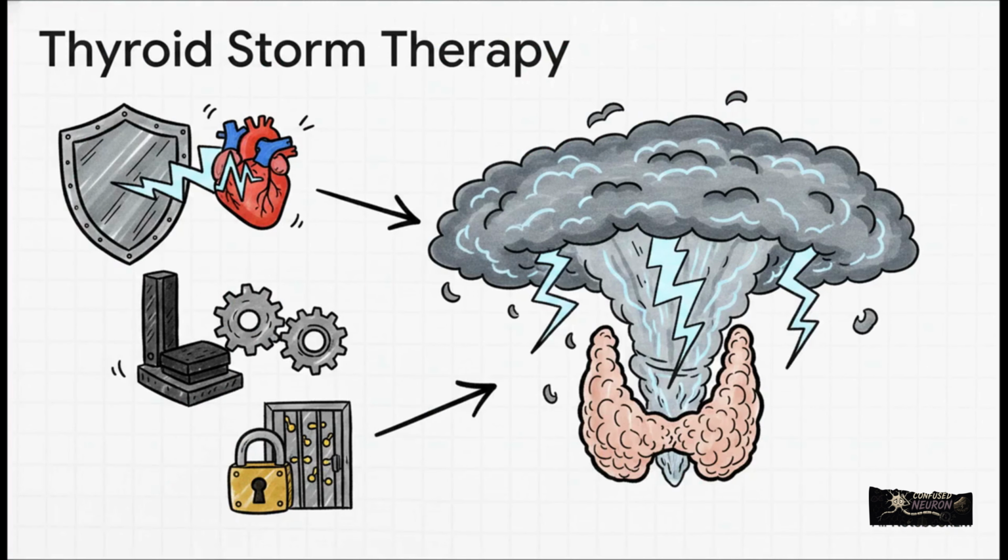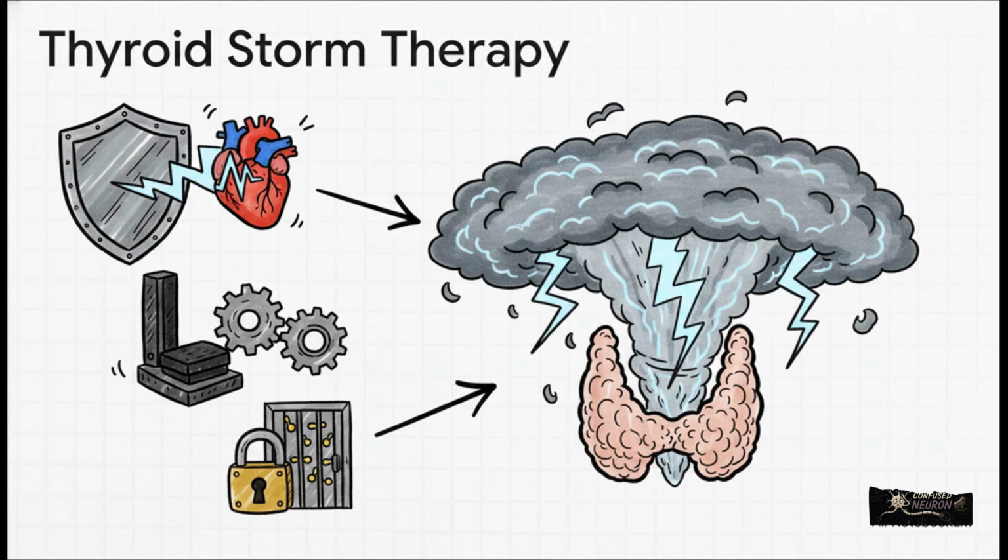Finally, let's look at what happens when hyperthyroidism escalates into an extreme, life-threatening crisis known as a thyroid storm. This is an all-hands-on-deck medical emergency. To save a patient here, you can't just use one drug. You need a coordinated, multi-drug assault. First, you give beta blockers, like metoprolol or propranolol, to immediately blunt the widespread sympathetic nervous system stimulation.